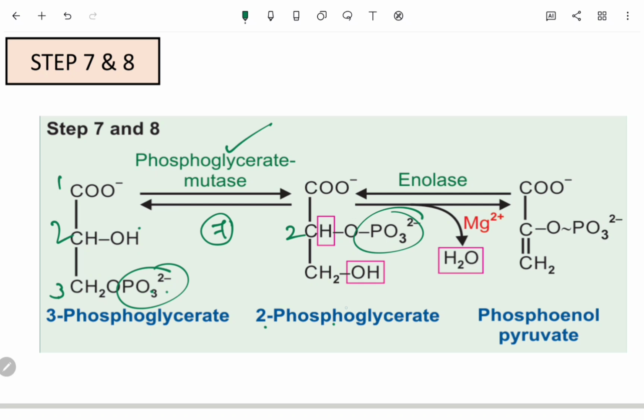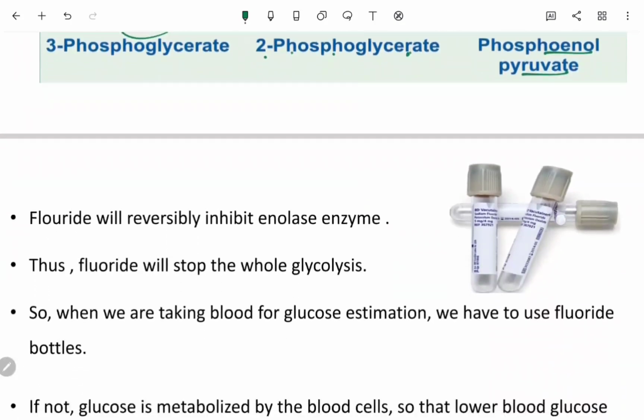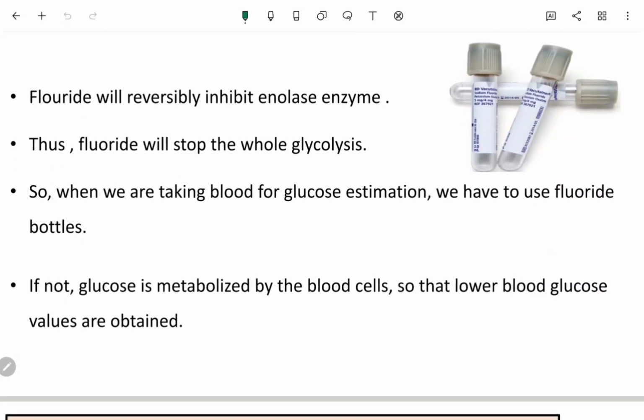Now moving on to the next step, that is step number 8, which is catalyzed by the enolase enzyme, and this particular enzyme removes H2O. As you can see here, H2O is removed from 2-phosphoglycerate, and this is getting converted to phosphoenol pyruvate, which is again a high energy compound, and this is catalyzed by the enolase enzyme. So I just want to add one important point regarding step number 8, why we are using fluoride bottles for collecting blood samples for glucose.